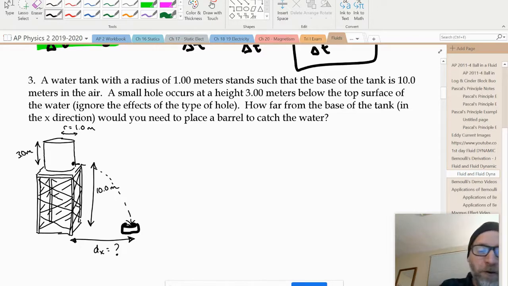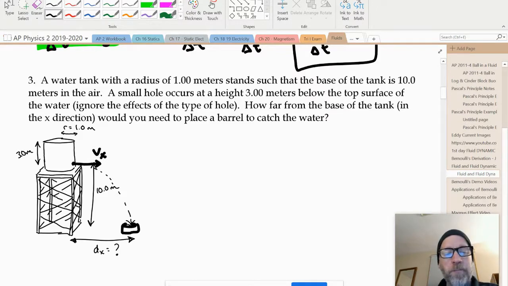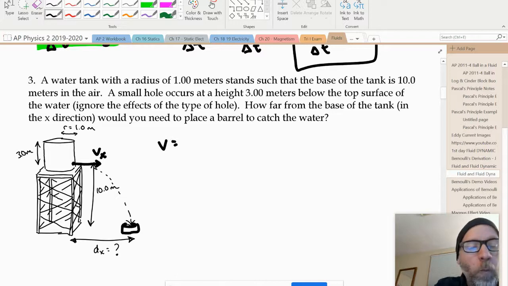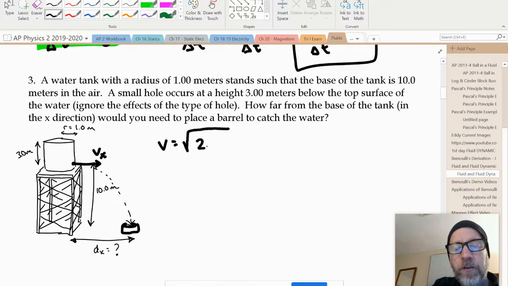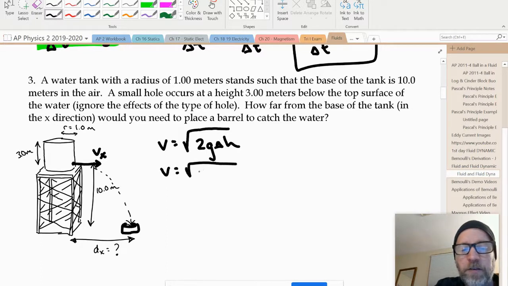All right, you know what this is. This is a beautiful XY motion problem. But in order to find Vx, we have to use Torricelli's result. Torricelli's result says that when you have an open container with an open spout at the bottom, the velocity is just going to be equal to the square root of 2g delta h. This is the velocity, sometimes called the velocity of efflux.